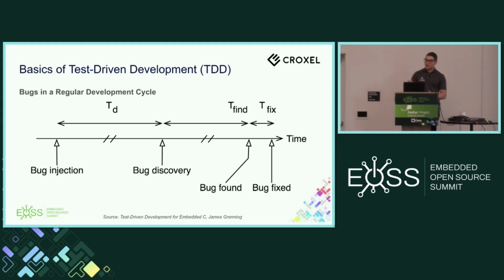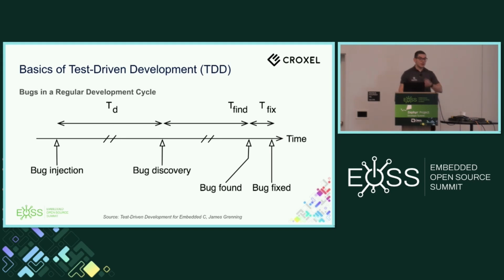And then we have T-find, which is the time to find what the root cause of the bug is, and obviously the time for fixing it. The time between the injection and the discovery of the bug could be days if you're lucky, weeks, or even months. Or I would even put it in perspective: you could release these bugs, and you wouldn't be able to react to it because it's already deployed. You have customers that are suffering from it.